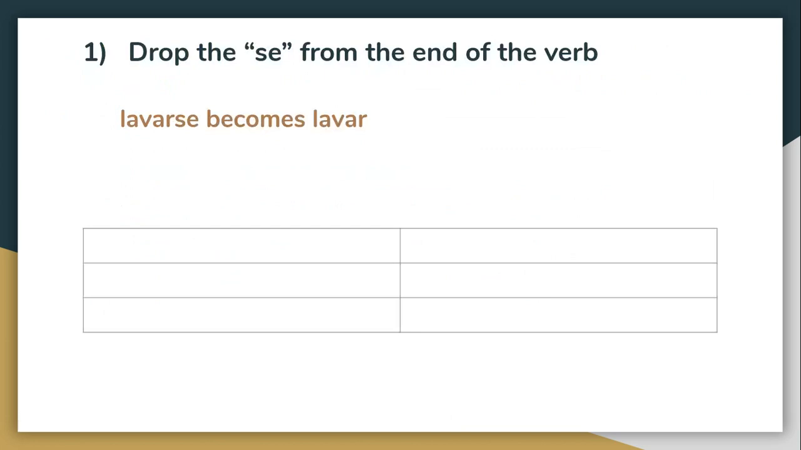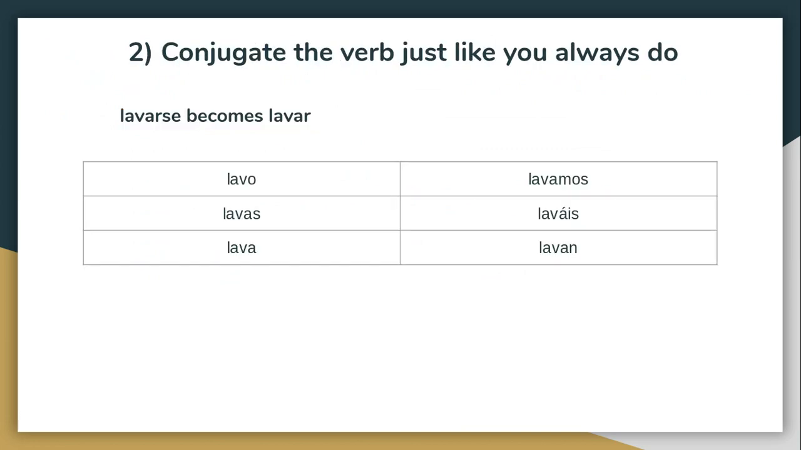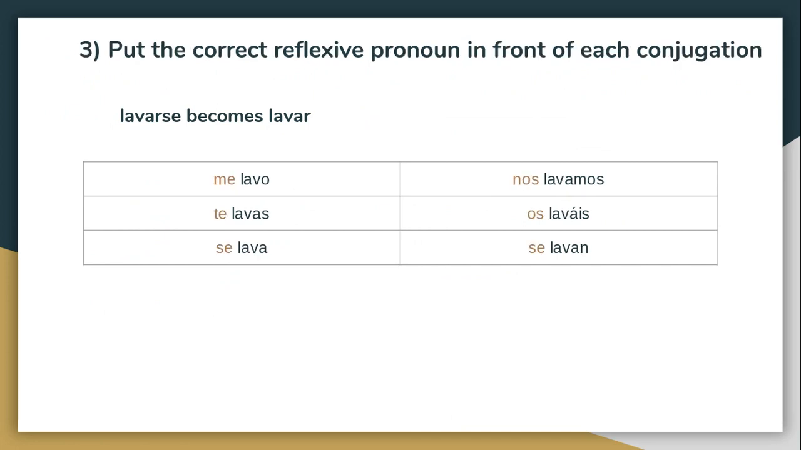Here's an example. Number 1, drop the se from the end of the verb. So with the verb lavarse, you drop the se and it becomes lavar. Step 2, conjugate the verb just like you always do. So step 1, lavarse became lavar, and now we conjugate lavar. Lavo, lavas, lava, lavamos, laváis, lavan.